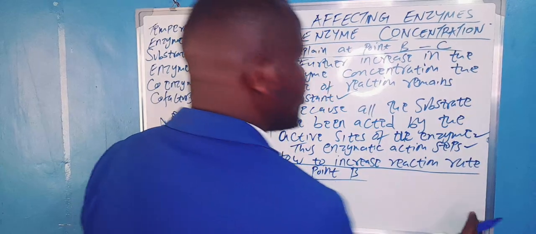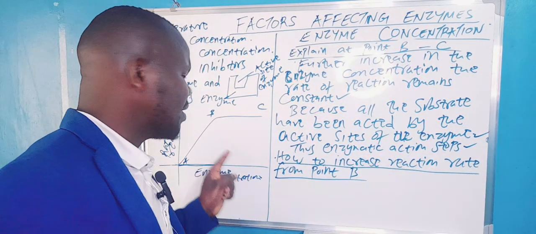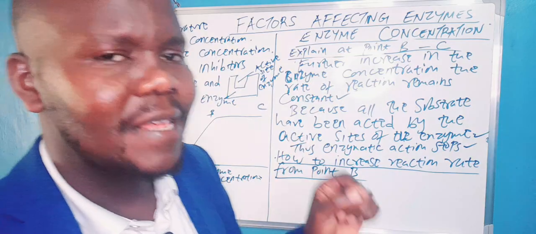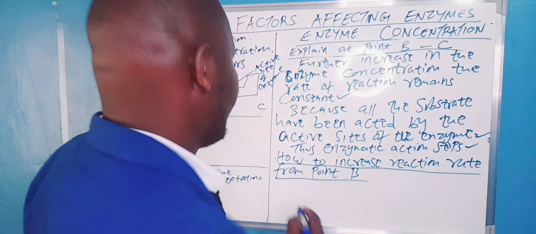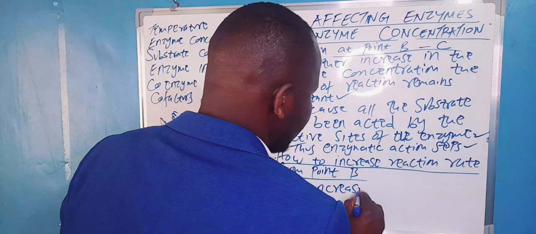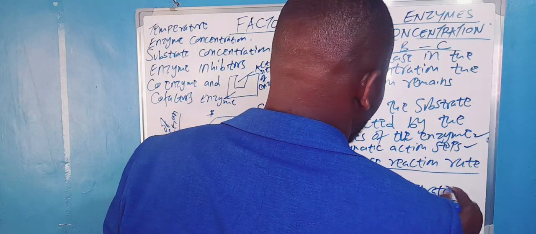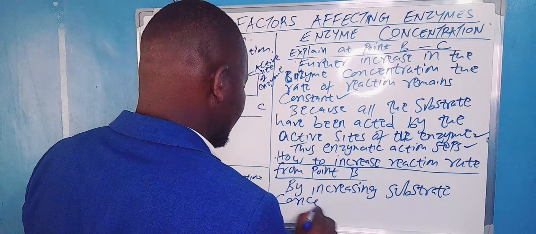Because at B, that is where the constant rate started. So how do you increase from point B? By increasing the substrate concentration.